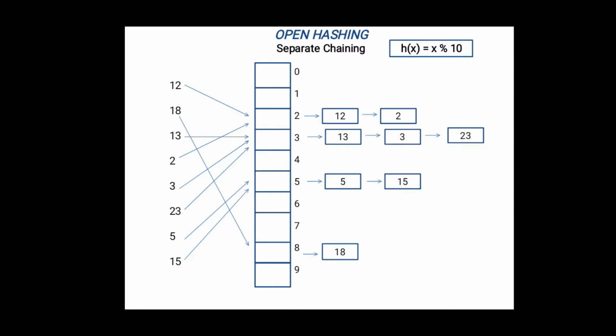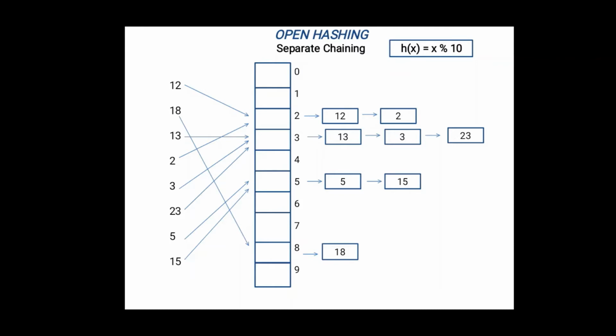So next is 3 mod 10 is equals to 3. There is a collision between 13 and 3. So we simply put the 13 and 3 on the side at table index 3. Next, 23 mod 10 is equals to 3. Also, there is a collision there. So we put that 23 on the side at table index 3 together with 13 and 3.